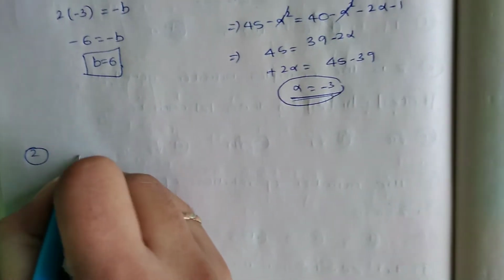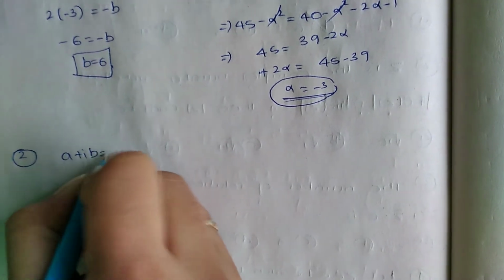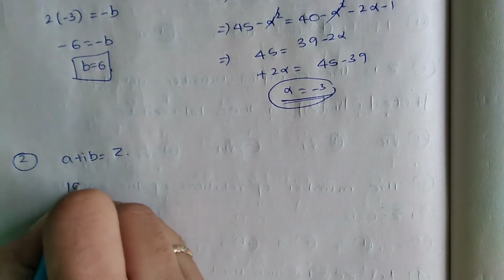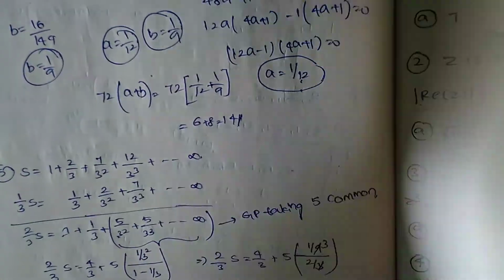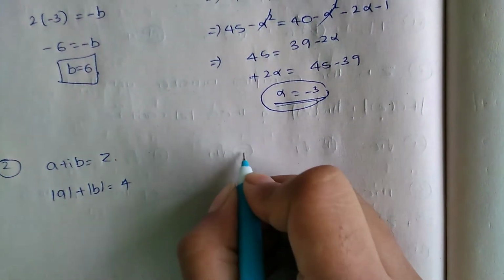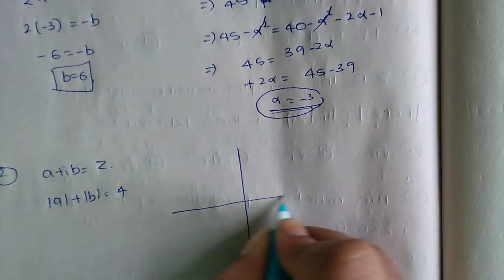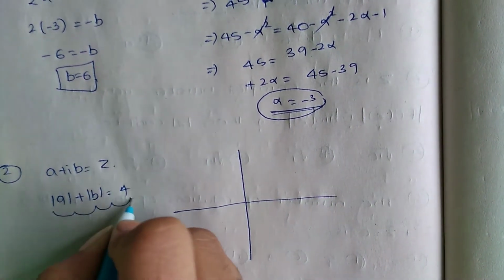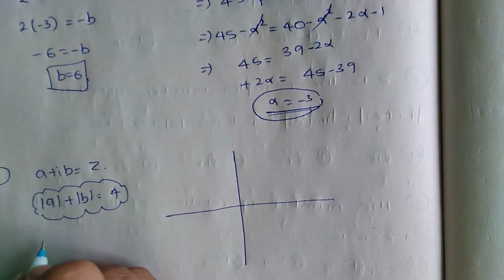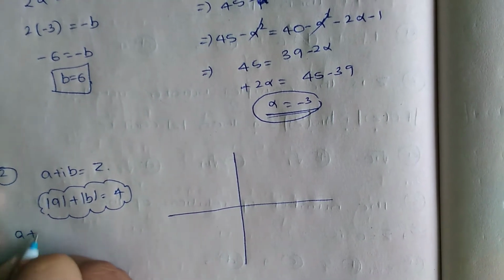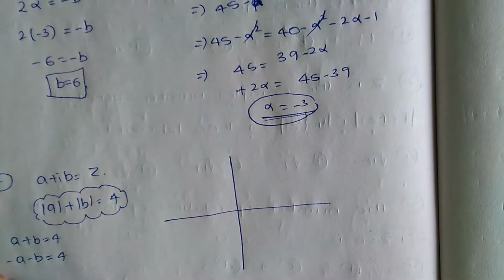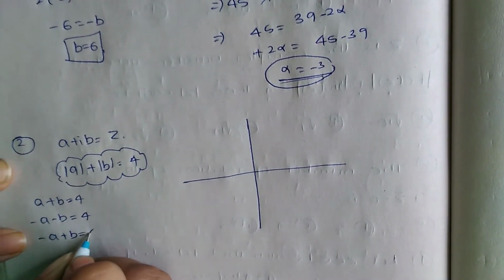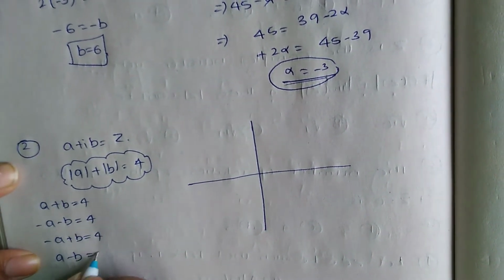Let's take a plus ib as z. So mod a plus mod b is given as 4. Now plot a graph. How many possible equations can we get via this? A plus b is equal to 4. Minus a minus b is equal to 4. Minus a plus b is equal to 4. A minus b is equal to 4.